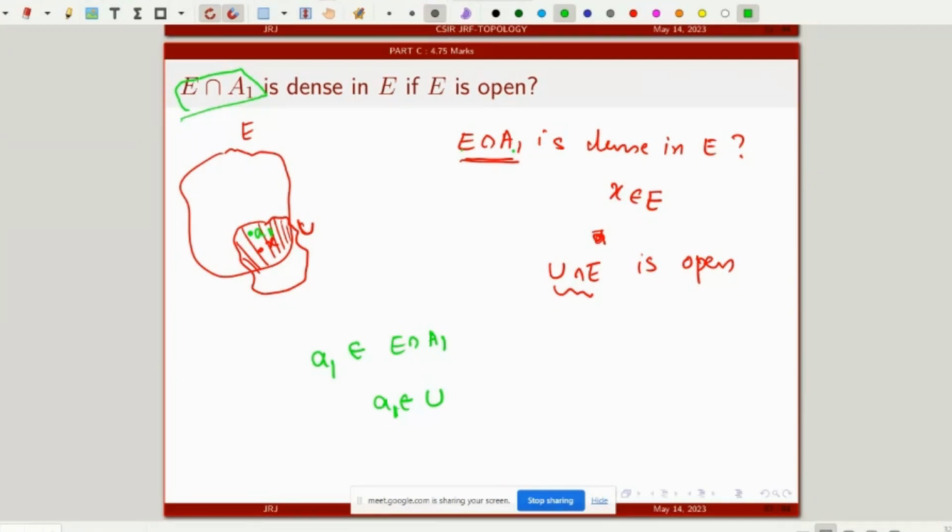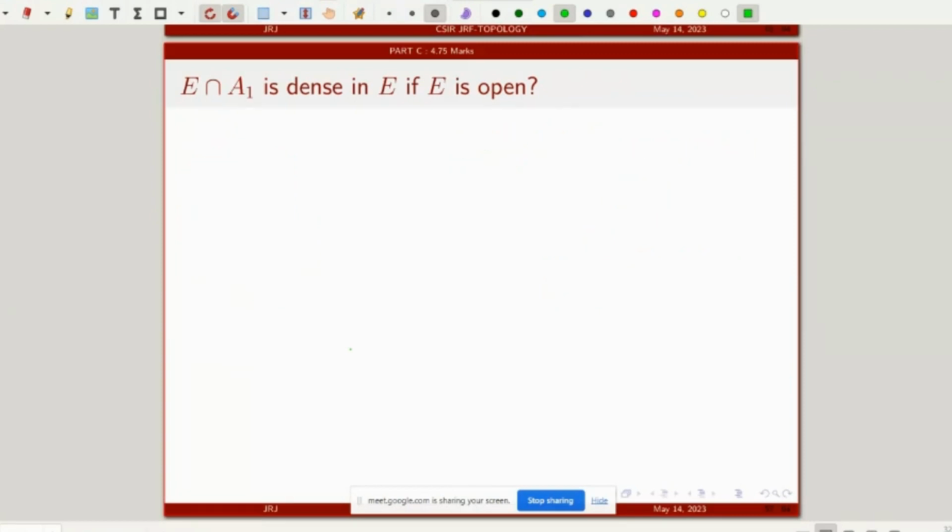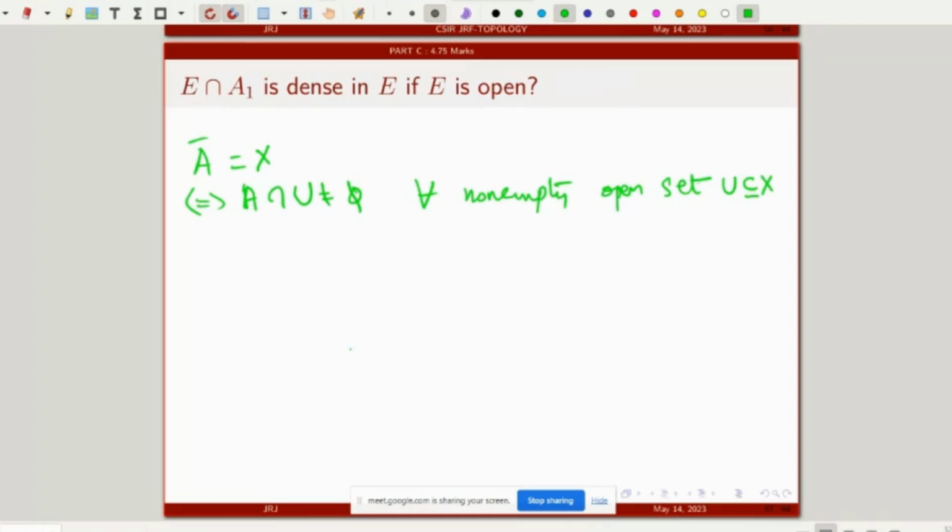Option 2. When we say that a set A is dense in X, suppose A closure equals X. What is the alternative definition of denseness? It intersects every non-empty open set actually. A intersection U is non-empty for every non-empty open set U subset of X. This you know. Now, I will change the color.